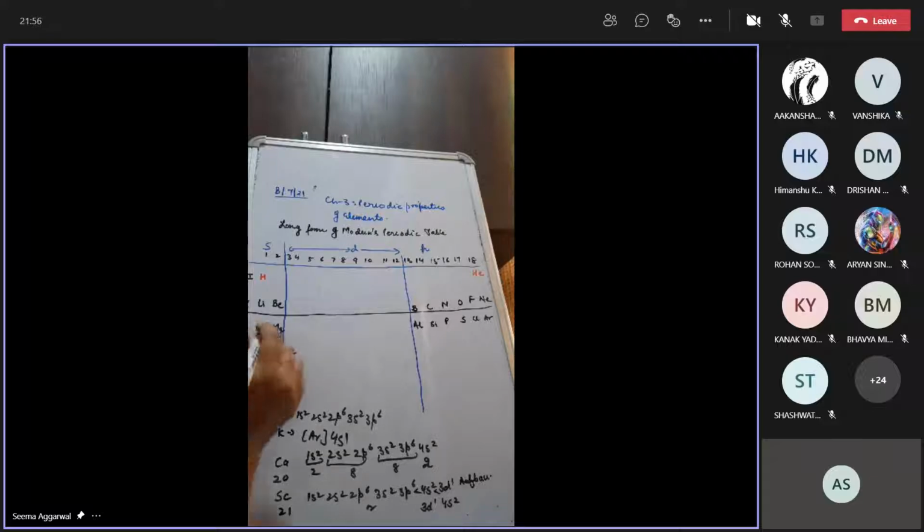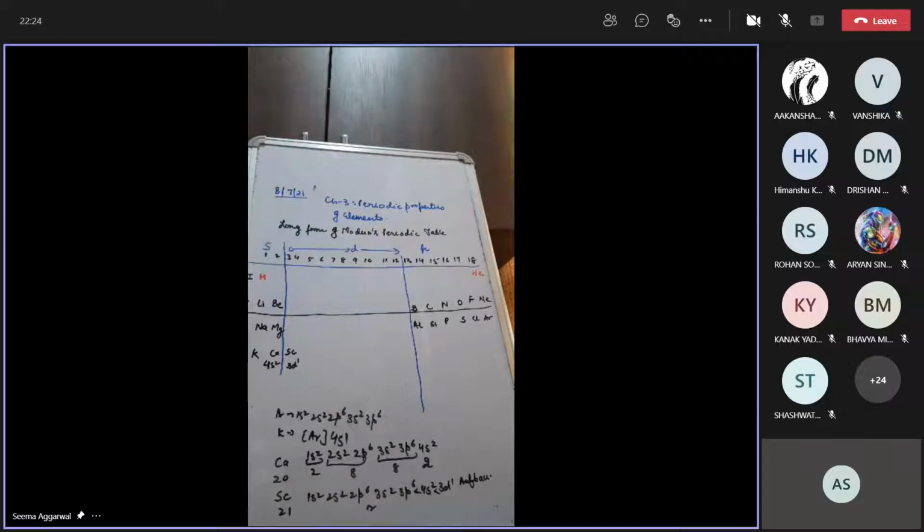I have no problem. Okay, now see, after calcium, when we are coming to scandium, scandium means 3p6 4s2 3d1. And we know that first the electrons are filling into the 4s orbital and then they are filling into the 3d orbital. Okay, this is according to the Aufbau principle: 4s2, then the electrons are going into the 3d1 orbital.